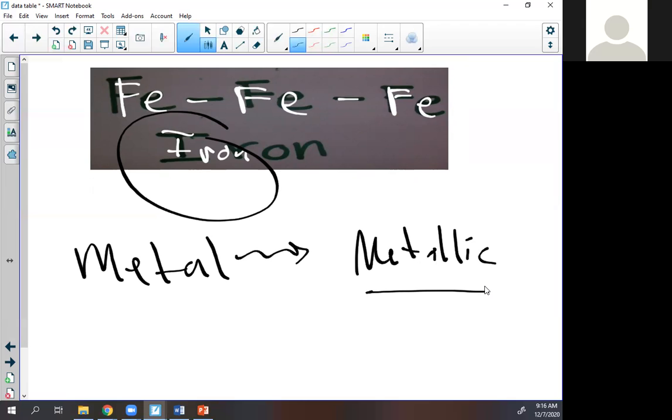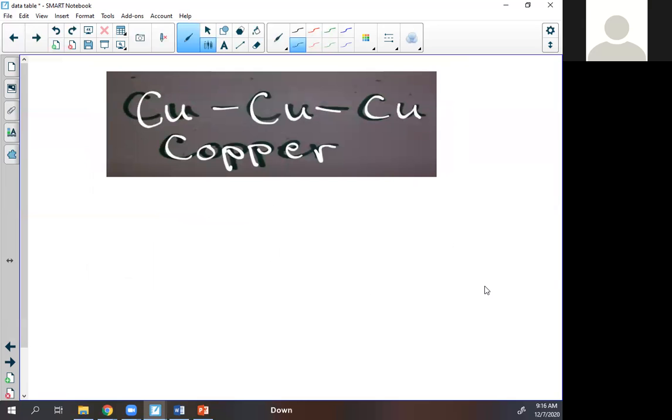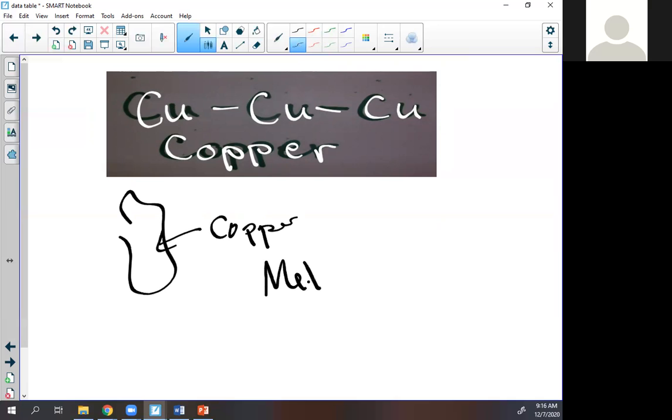Okay, then the last one is just like it. It is copper. So once again, if I ever have just the same metal over and over, it literally just means we're talking about a chunk of that metal. So it's a chunk of copper. And a chunk of copper is composed of copper atoms that are metallically bonded.